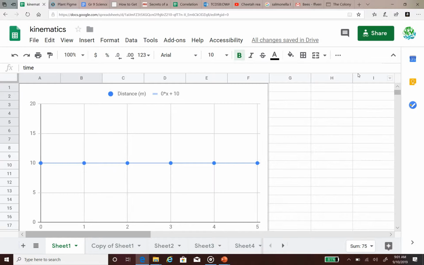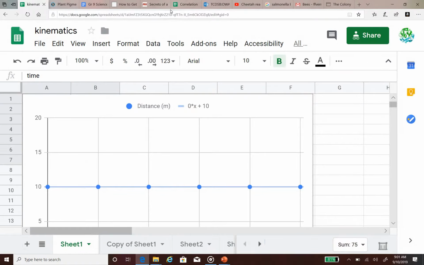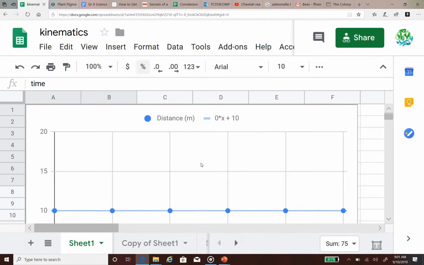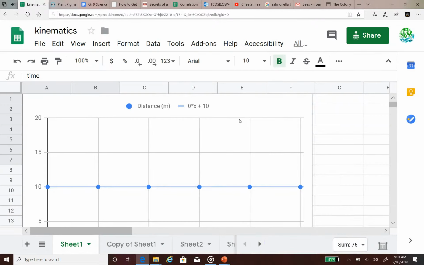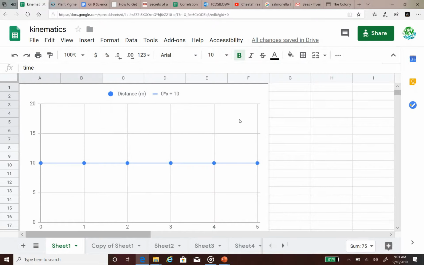Now, was my object moving? No. The slope of this line is 0. If you look closely up here, you'll notice it's in the y equals mx plus b. Some of you are starting to sweat. You're like, oh no, not this again. So the slope is 0 because it's not moving.